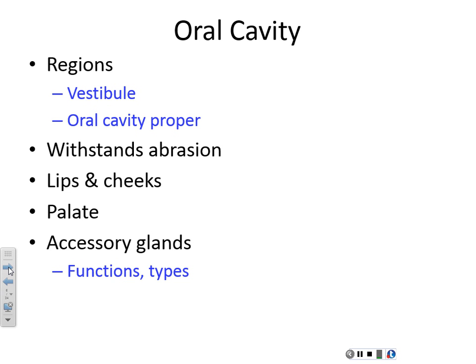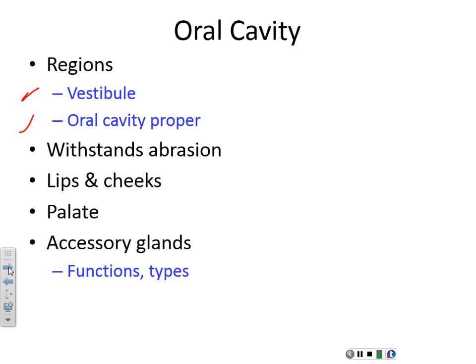The mouth: the vestibule is between the lips and cheeks and the teeth. See that? When I put my tongue in, that's the vestibule. And the oral cavity proper, of course, is posterior to the teeth and in front of the pharynx, right? When your mouth is closed, the oral cavity is completely filled by your tongue.